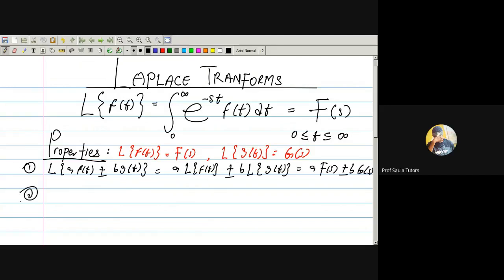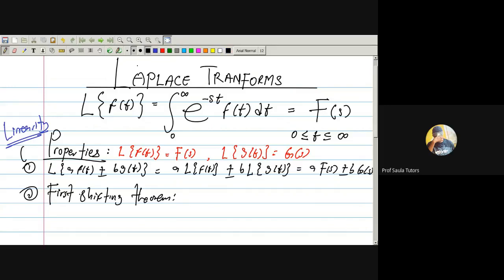Another property is this. Pay attention. This property is what we call the first shifting property or first shifting theorem. Now, this first one is what we call the linearity of Laplace transform. And this one is the first shifting theorem. Now, what is the first shifting theorem telling us?